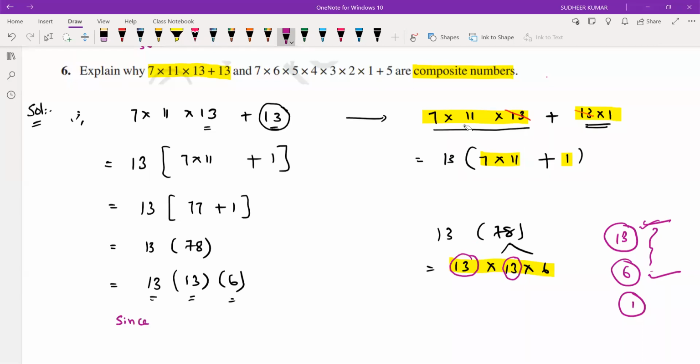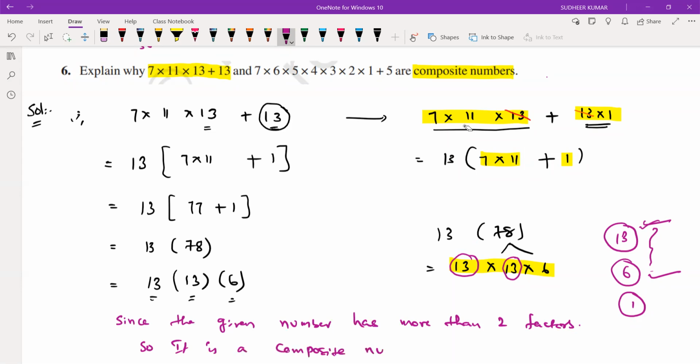Okay. So we'll write, since the given number has more than 2 factors, it is a composite number. Therefore it is a composite number. Is it clear? Yes, sir.